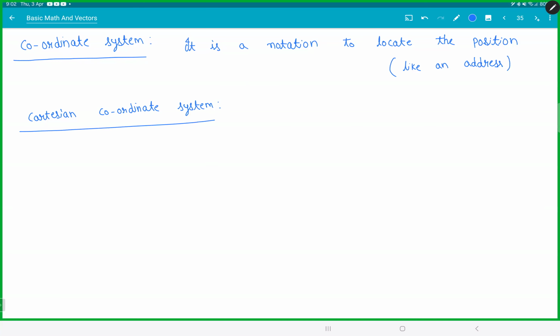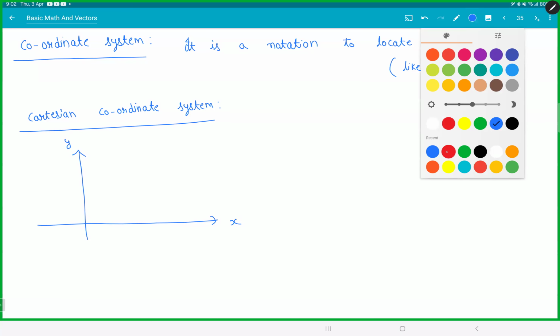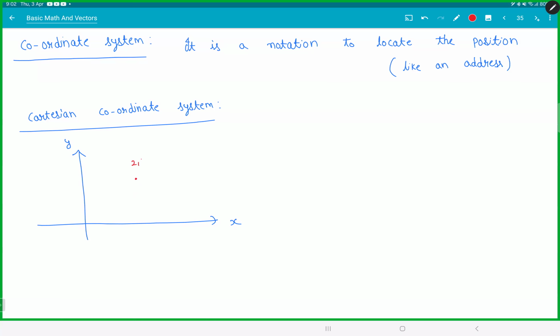So Cartesian coordinate system, let's see what it means. Let's start with a simple example. When you say the point is 2, 3, what do you mean by this? When you're saying 2, 3, this is what you're telling yourself: start from origin, move 2 units along x-axis, and from there, move 3 units along y-axis. That is the meaning of 2, 3.